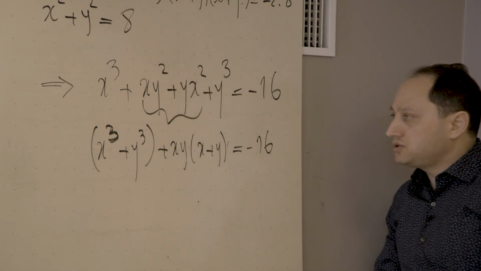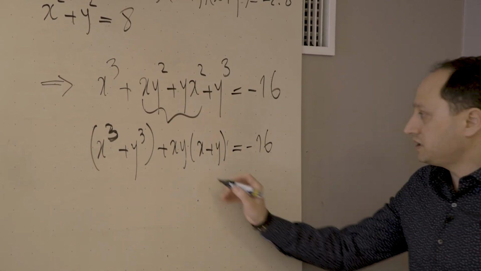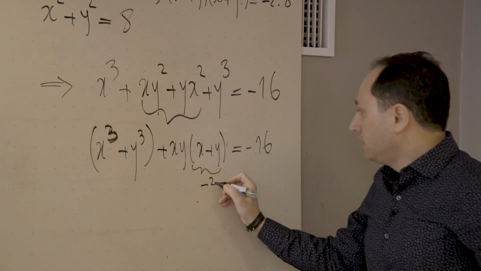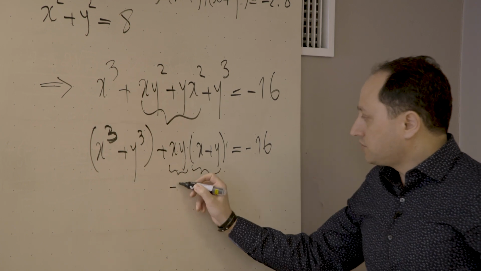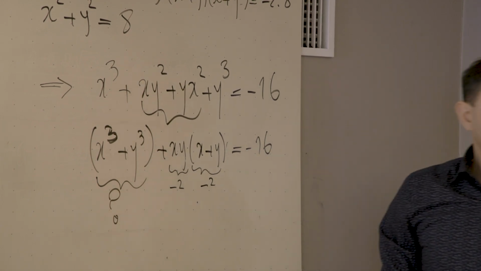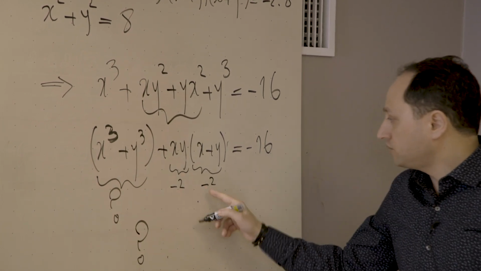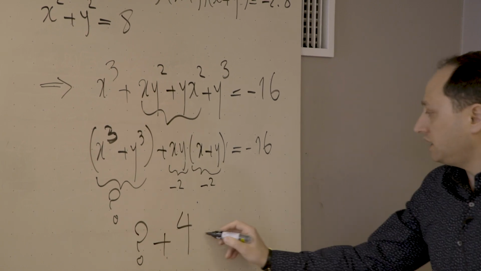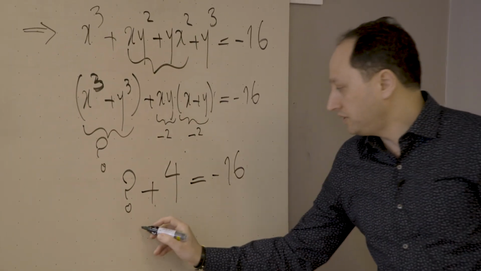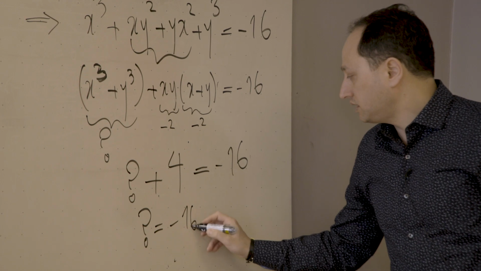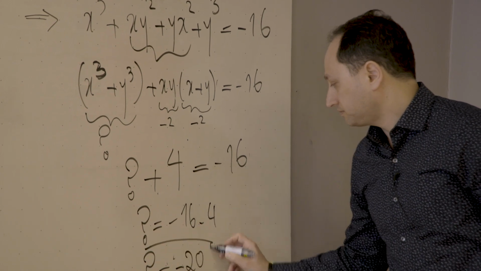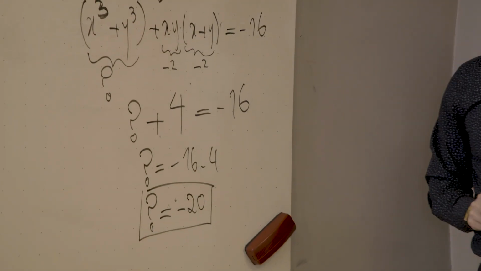But now, more or less, you understand what's going on. Problem is solved, yes? Because this is given to me in the beginning. It's minus 2. This is what? Minus 2. And this is what? My question mark. So the question mark, minus 2 times minus 2 is 4, is equal to minus 16. I am looking for the question mark. Is it simple? So the question mark is minus 16 minus 4. So what is the question mark finally? It's minus 20. Yes? Is that clear?